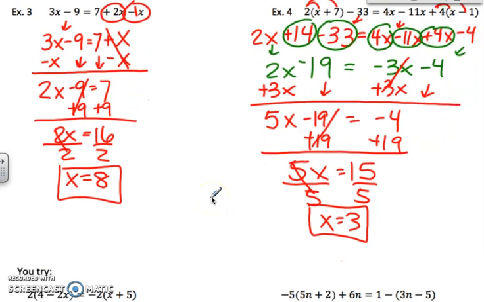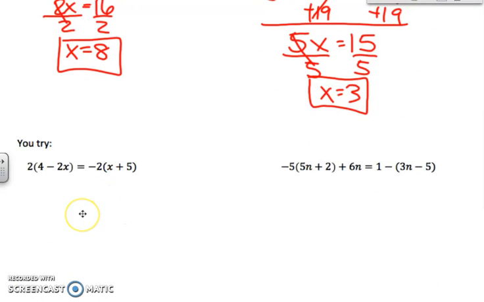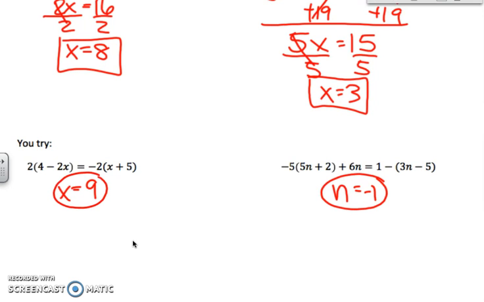So I want you to try these two problems down here. For this first one, I'm going to let you pause so you can do it because I'm about to tell you the answer. All right, you should have got x equals 9 for that left problem. Go ahead and try this right problem and press pause. You should get n equals -1. So if you did not get x equals 9 or n equals -1, make sure you raise your hand so I can come help you out.